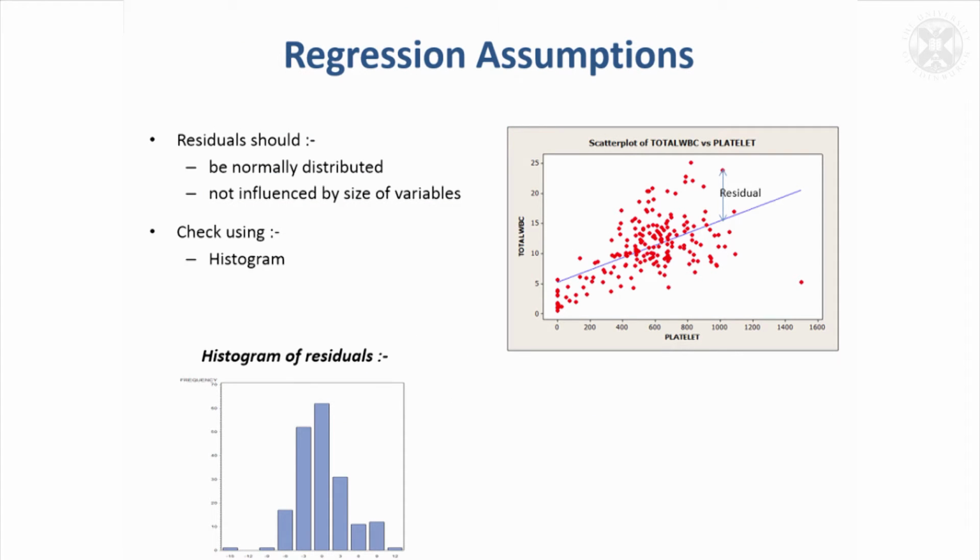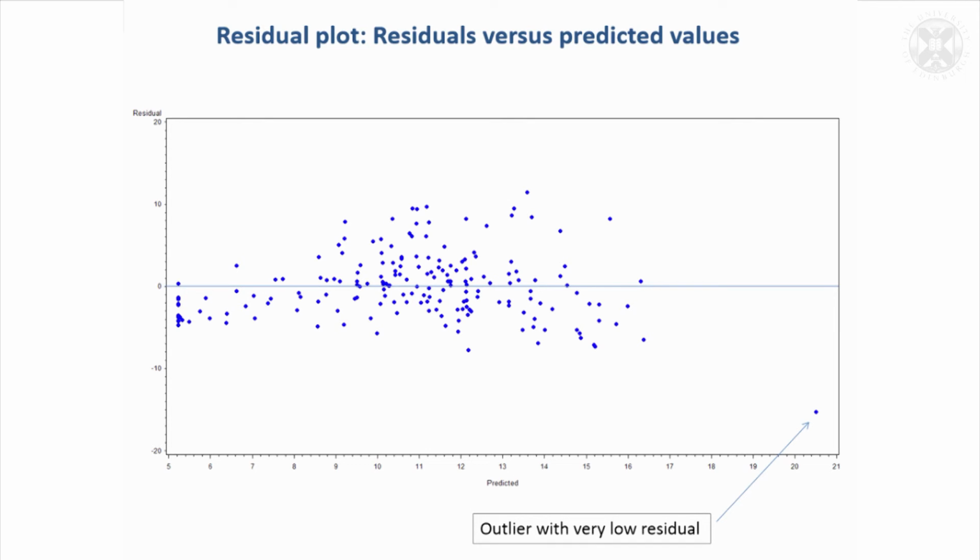As with ANOVA and other parametric tests, we do make assumptions when we're doing regression. Unless you're basing it on the ranks, you're assuming that the residuals are normally distributed, and the residuals are the differences from the individual points to the fitted line. You can assess the residuals by doing a histogram maybe, or I've got a residual plot which is plotting the residuals on the y-axis against their predicted values.